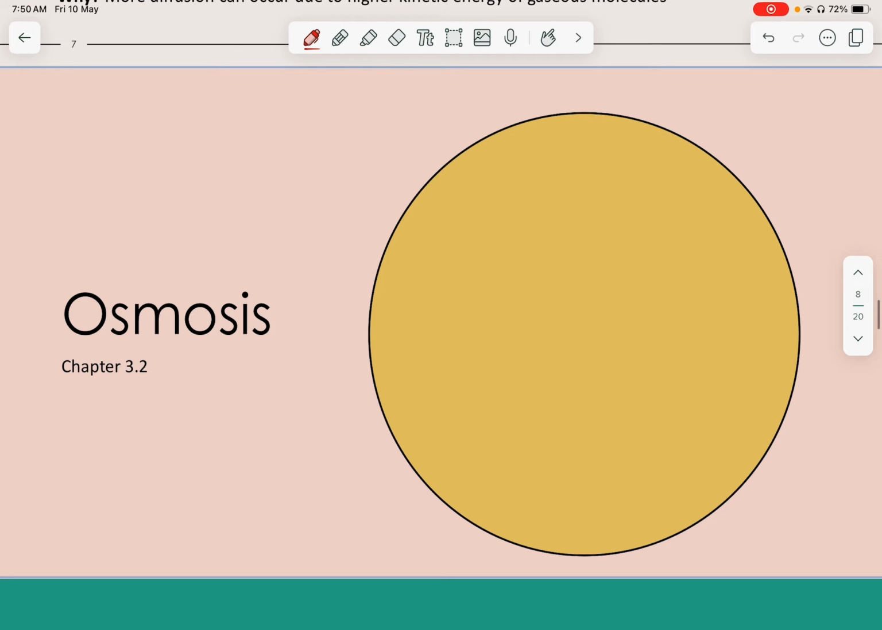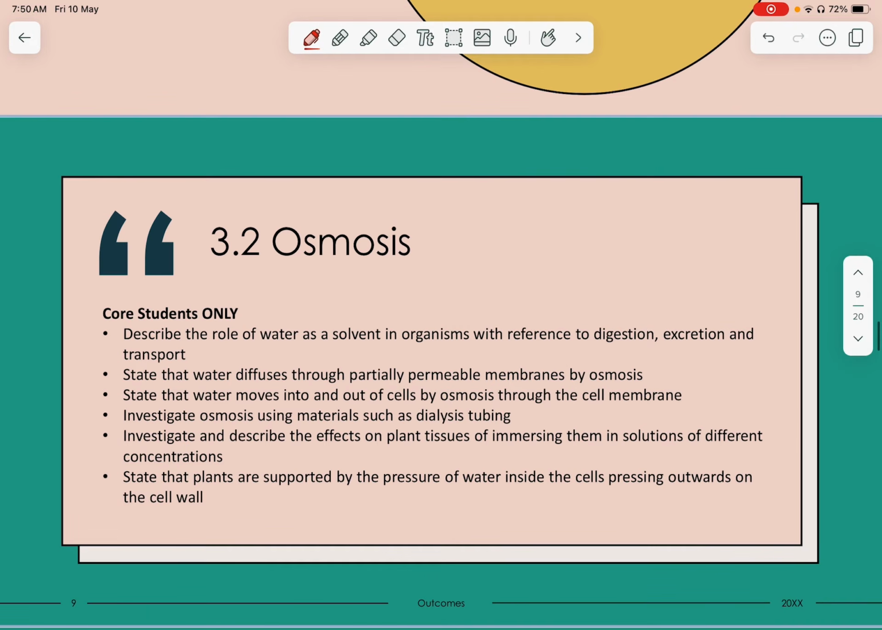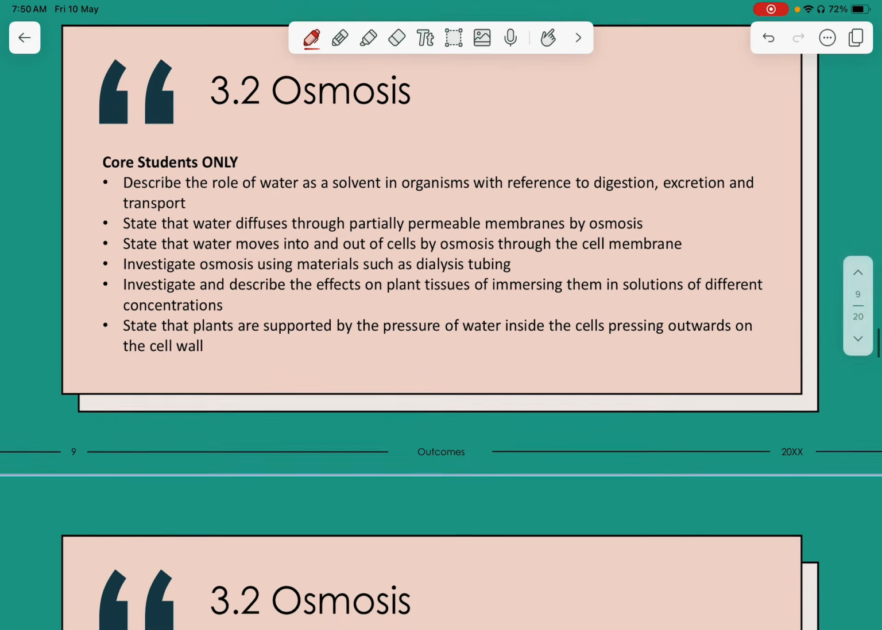So we're done with diffusion, which is actually quite simple, but now we step into osmosis. So for 3.2 osmosis, the core students will just need to know how to describe the role of water, state that water will only diffuse through the partially permeable membrane, state that water moves into and out of the cell also through the cell membrane, investigate osmosis using materials such as dialysis tubing, describe the effects on plant tissues of immersing them in solutions of different concentration, and state that plants are supported by the pressure of water inside the cell, pressing outwards on the cell wall.